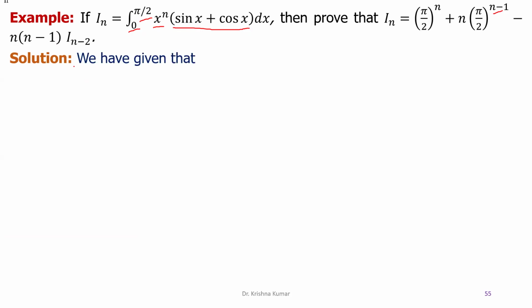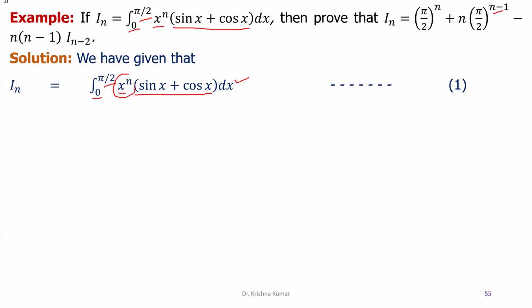We are given that I_n is equal to the integration of x to the power n (sin x + cos x) with respect to x under the limit 0 to pi by 2. Here we know the integration of sin x plus cos x, so we can directly use integration by parts. This x to the power n is our u, and this is v. So let us use that formula.